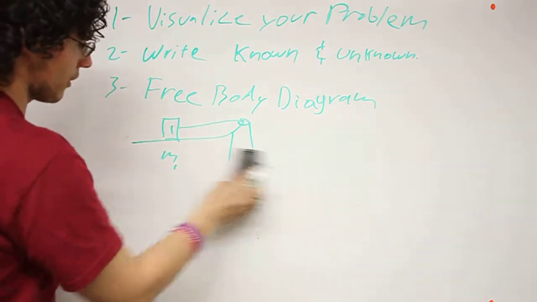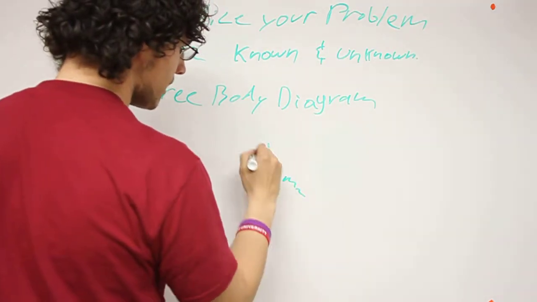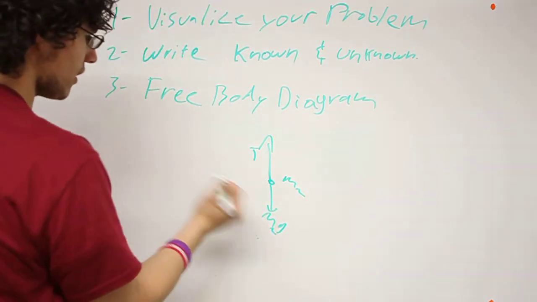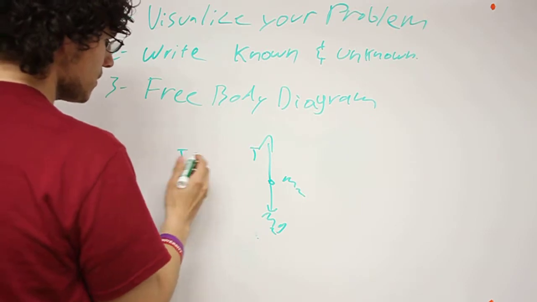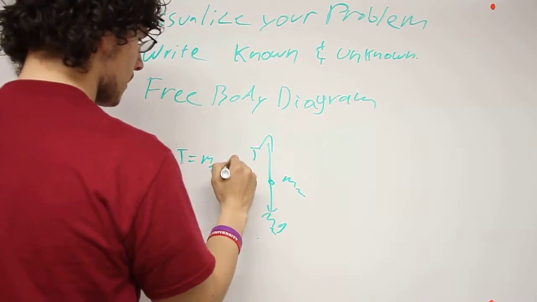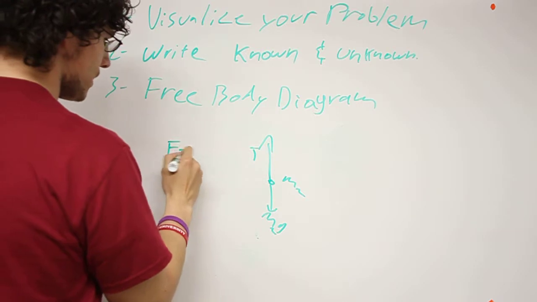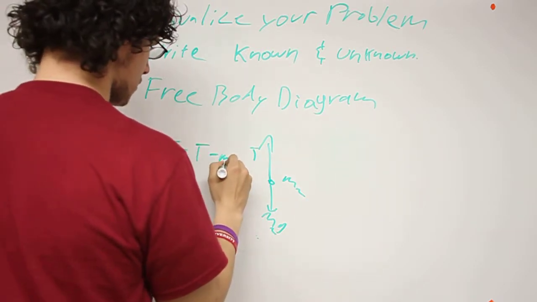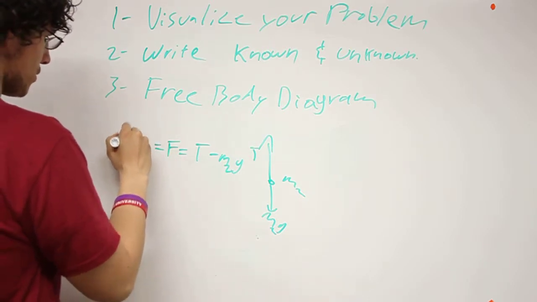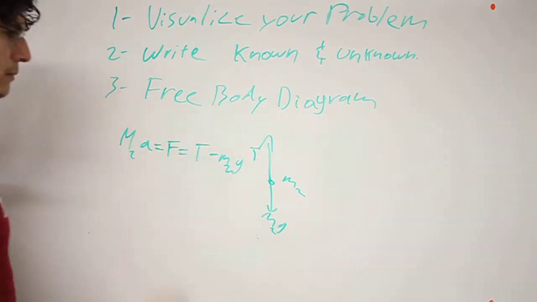So once you have all your free body diagrams, you're going to have a mess of equations. Say for example for m2, you had a tension going up and an m2g going down. So then one equation for this is going to be: your total force equals your tension minus m2g. And now this total force is going to be your total mass of this system times the acceleration. Now this total mass is going to be m2.